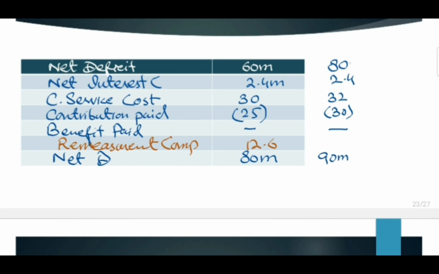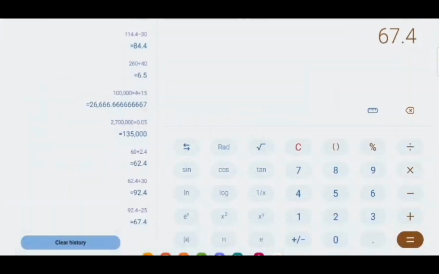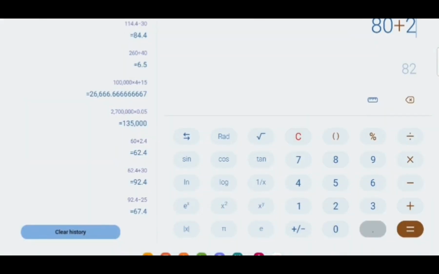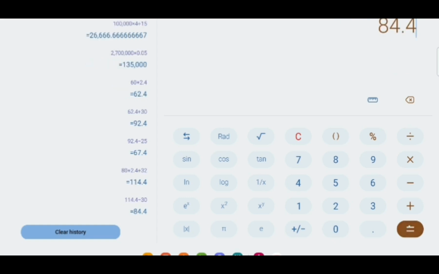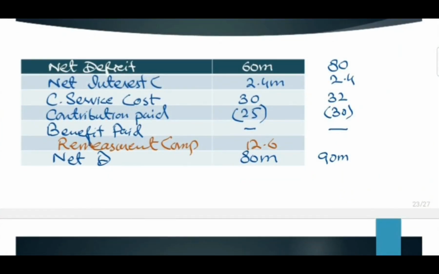In accordance with our calculation, the opening deficit is 80 million. As a result of interest cost, it would increase to 82.4. Current service cost again increases the obligation to 80 plus 2.4 plus 32, and as a result of the contribution paid of 30 million, this obligation is reduced to 84.4 million. But instead of 84.4 million, our closing net deficit is 90 million. Again, there is a remeasurement component of 5.6 million.